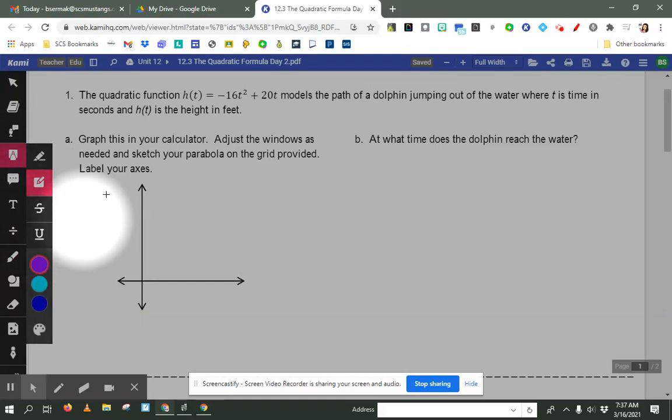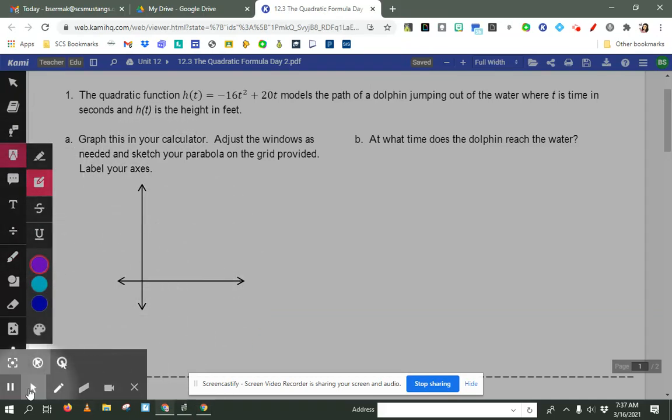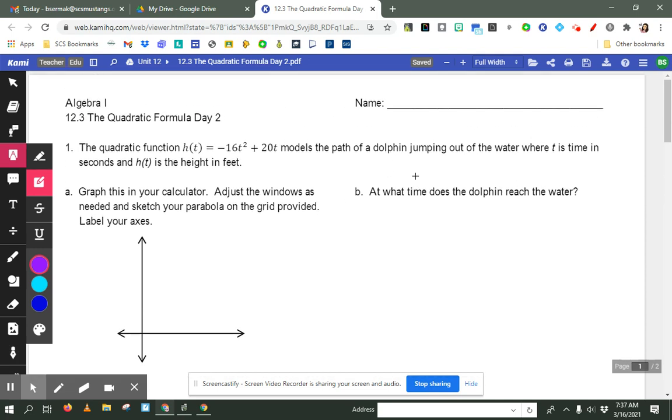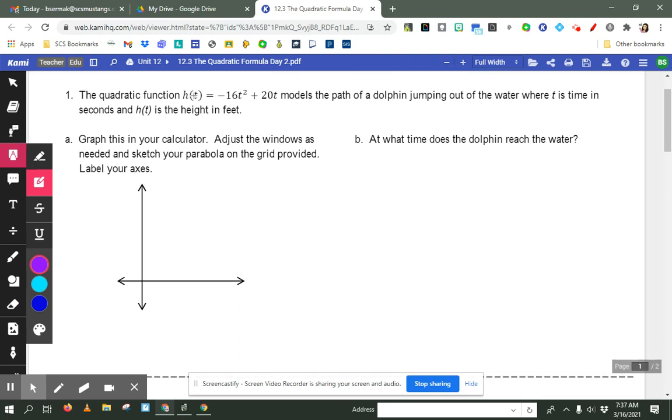Start back here. This is notes on 12.3, the quadratic formula, day 2. So question 1 says the quadratic function h of t is equal to negative 16t squared plus 20t models the path of a dolphin jumping out of water, where t is the time in seconds, and h of t is the height in feet.